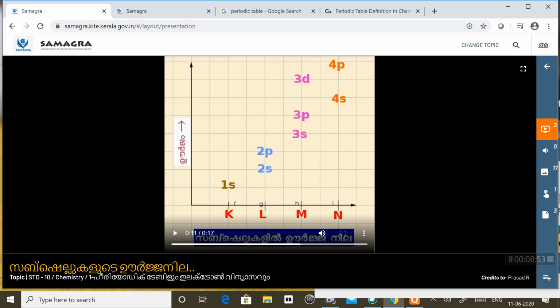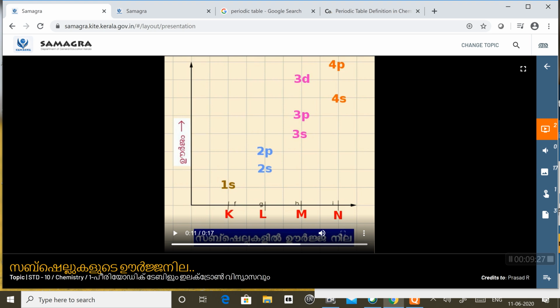And look at this diagram here, and see 4s and 3d. That is an important thing. 4s has the least energy, and 3d has more energy. The energy of 3d is more than 4s. So after filling the 3p subshell, the electron will go to 4s instead of 3d. That is another important thing.